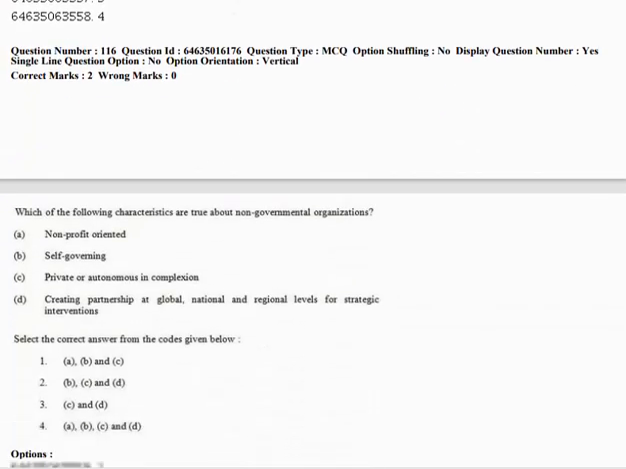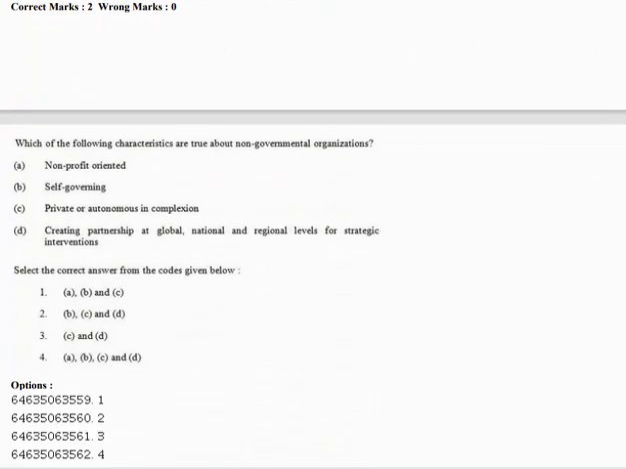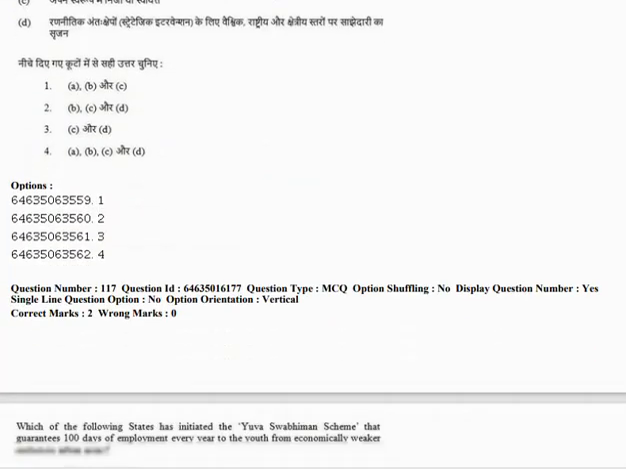Question number 116. Which of the following characteristics is true about non-governmental organization? These are not for profit. Correct. Self-governing, also private and autonomous in complexion, and creating the partnership at global, national and regional level. This is also correct. Option number 4.